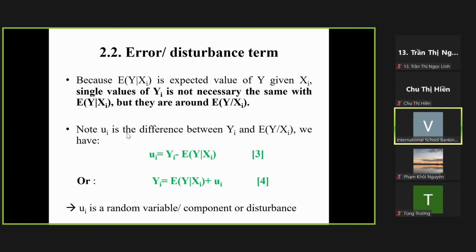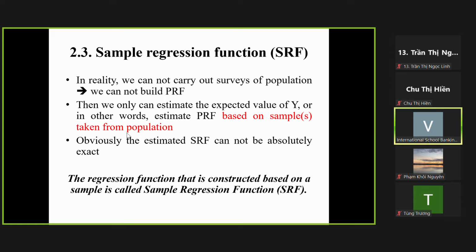Now we move to learn how to set up a sample regression function. We assume that instead of observing the whole population, Galton here can only observe a sample. That means we can get data from a group of fathers, not all the fathers in that city. So he can only get a sample, and based on the sample, he can set up a sample regression function.